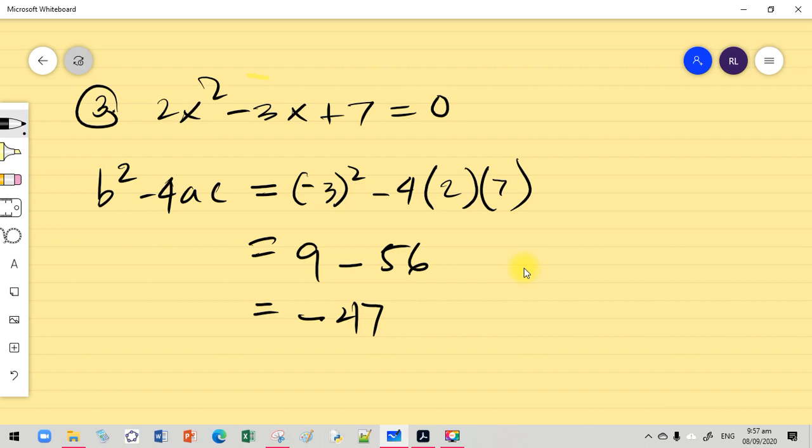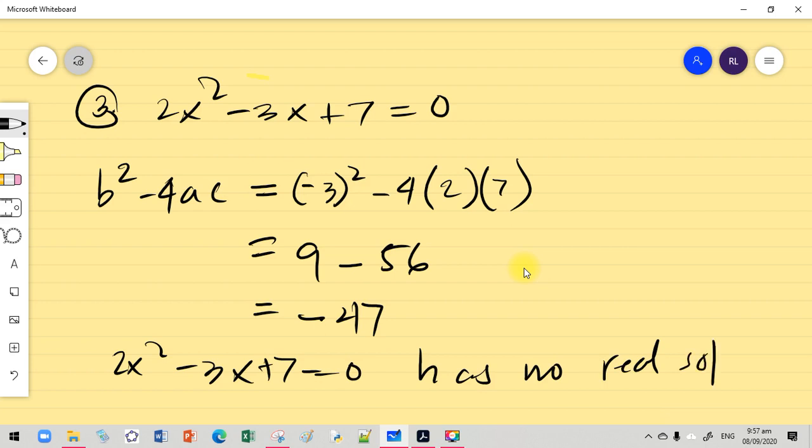Since the result is negative, meaning this is less than 0, take note of that: 2x squared minus 3x plus 7 equals 0 has no real solutions. Because if we do the quadratic formula, the result inside the square root will become negative 47, and we cannot get the square root of negative 47. Therefore, that will have no real solutions. That's all.